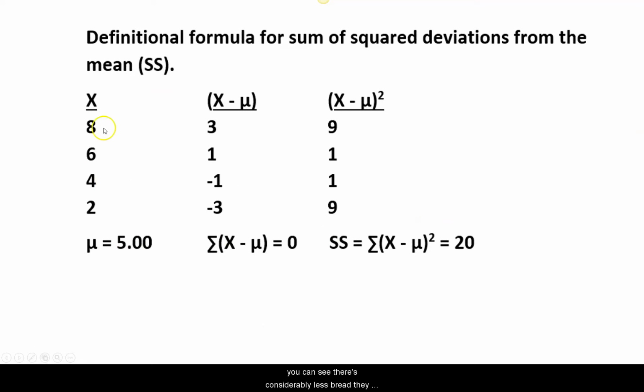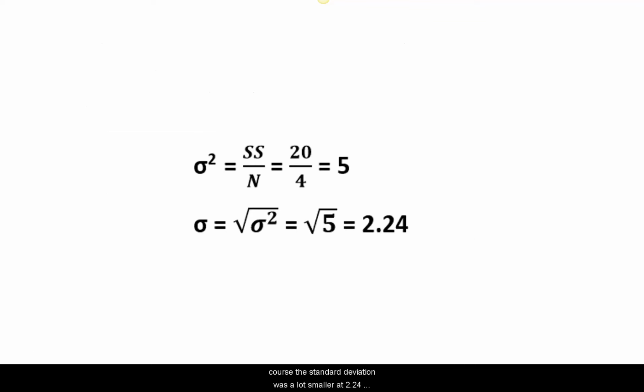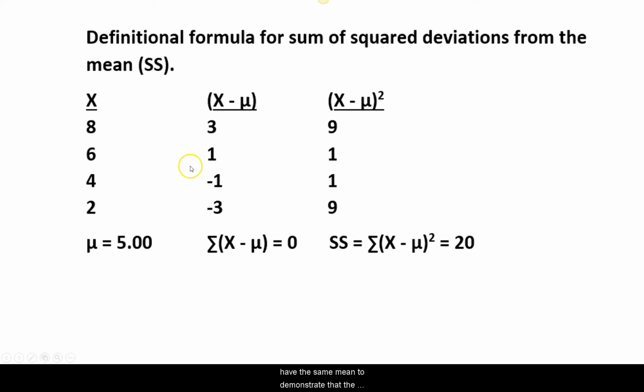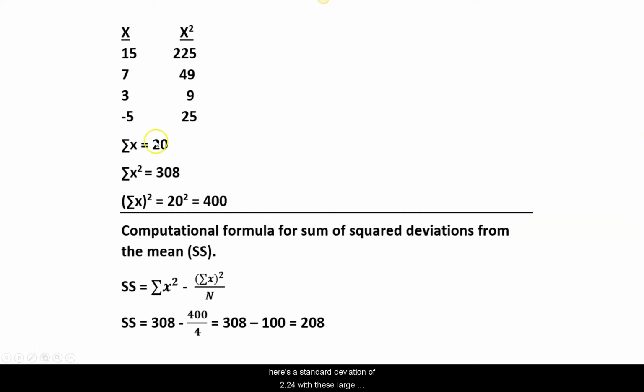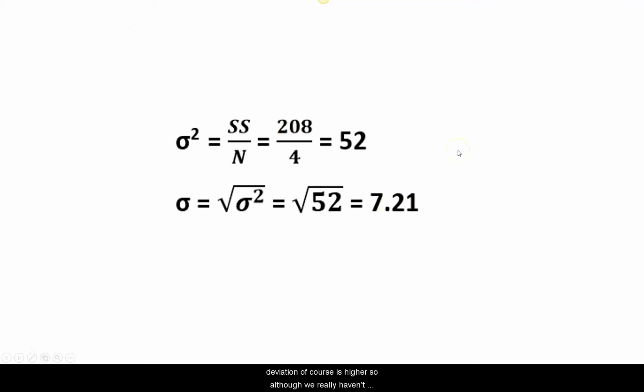Conversely, when I had these numbers, you can see there's considerably less spread. They only go from 8 to 2. And from 8 to 2, that's roughly a range of 6, or you might strictly say 7, 8.5 to 1.5, doesn't matter. But of course, the standard deviation was a lot smaller at 2.24. So I put these problems in consecutive order here, even though they have the same mean, to demonstrate that the standard deviation will be larger with greater spread. Here's a standard deviation of 2.24. With these numbers that have the same mean but have a larger spread, they have the standard deviation that, of course, is higher.